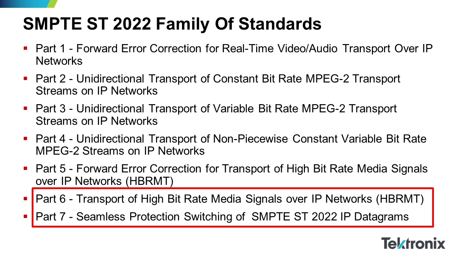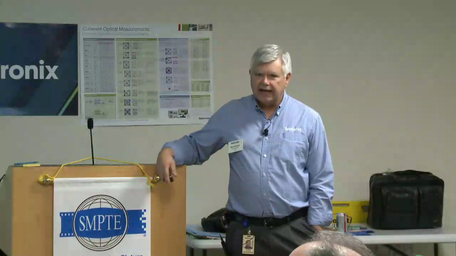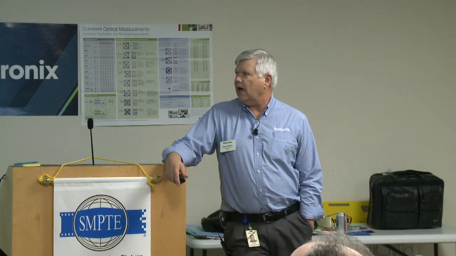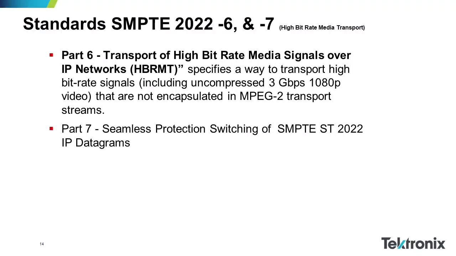Okay. So the piece we're going to look at tonight is Part 6 and Part 7, which primarily deal with SDI and the encapsulation of SDI. So Part 6 deals with the transport of what they call high bit rate media signals over an IP network. The base standard talks about 3G. I haven't been sticking on this one lately, but I don't think they've incorporated 6 gig and 12 gig into that yet. I'm sure they will probably at some point, but who knows? That starts getting into other issues.